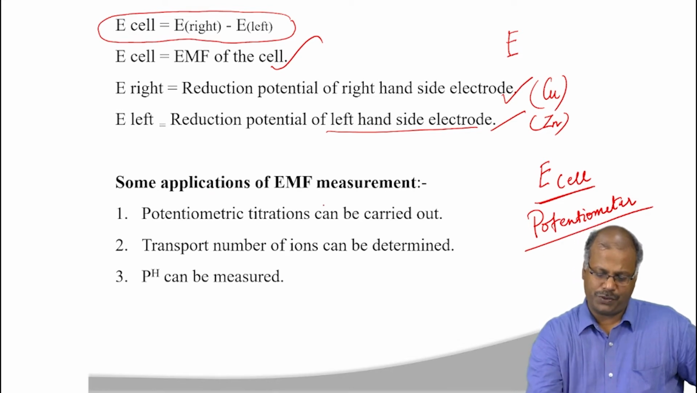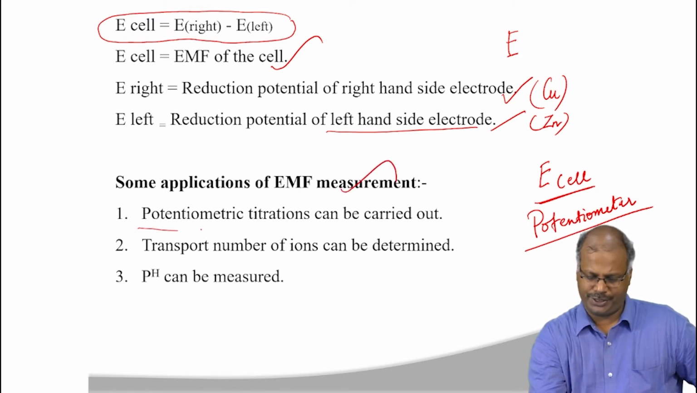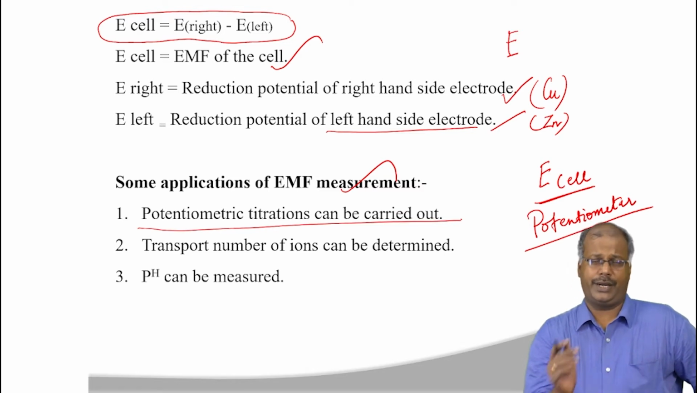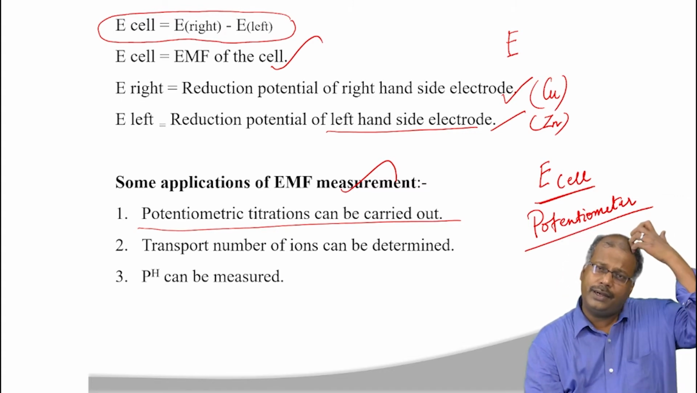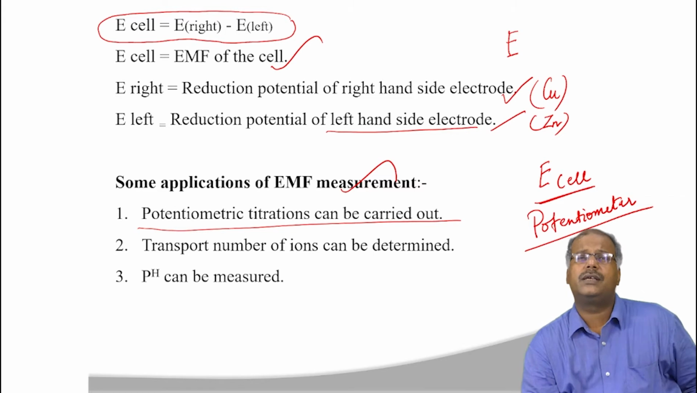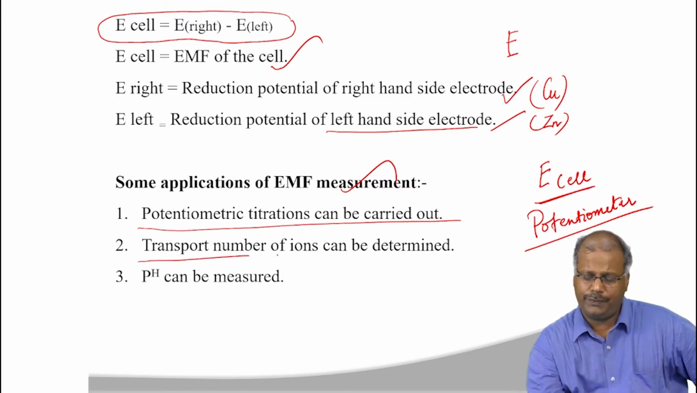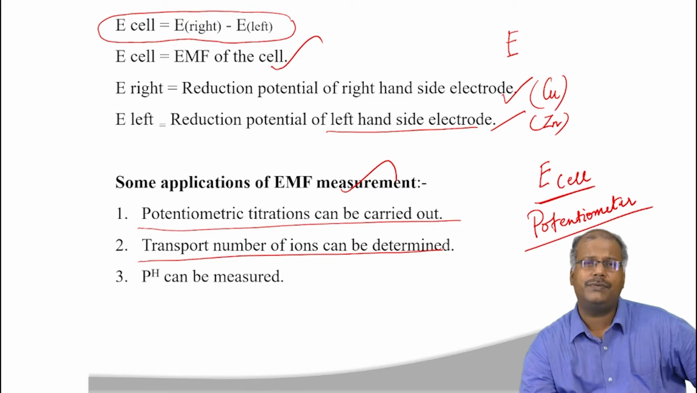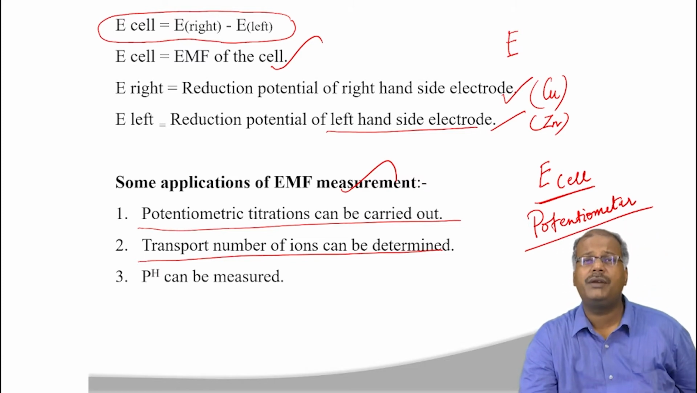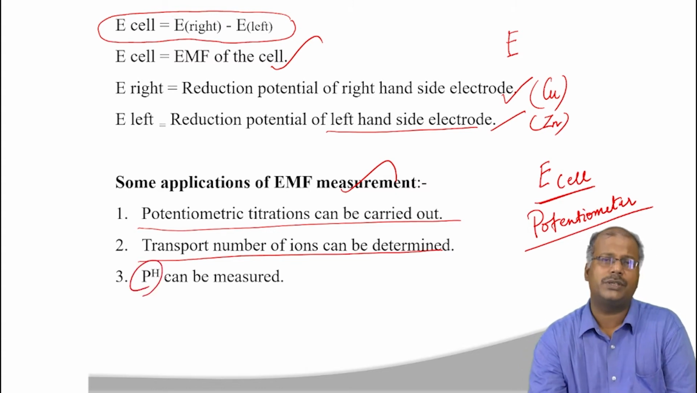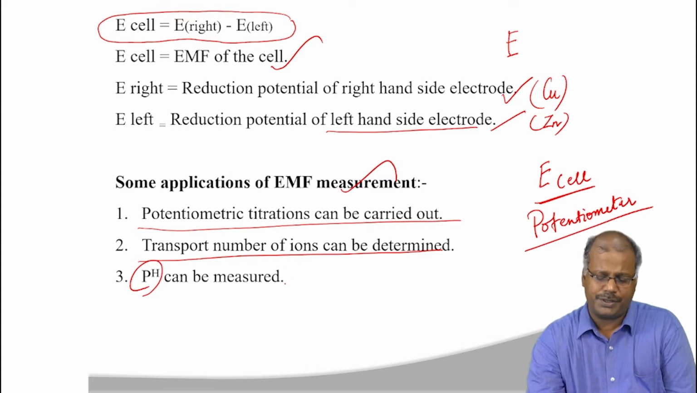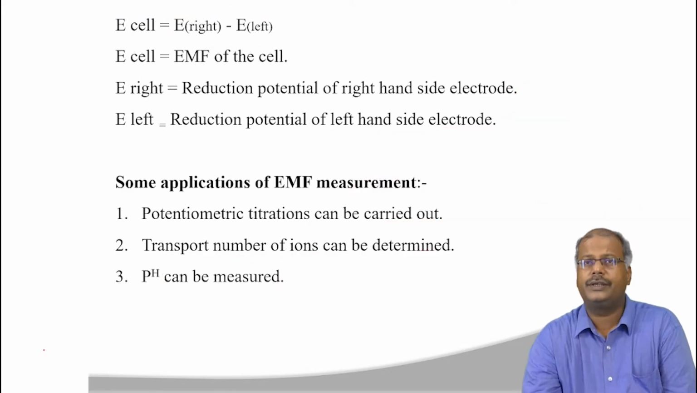Some applications of EMF measurements: potentiometric titrations can be carried out. You can determine the iron content in Fe3 plus ions. Transport number of ions can be calculated. Transport number of ions means how fast the ions are moving. It is a little higher part of electrochemistry that will come later. pH can be measured. pH is very, very important in chemistry, so that can be measured using EMF measurement. So these are all the applications. Next.